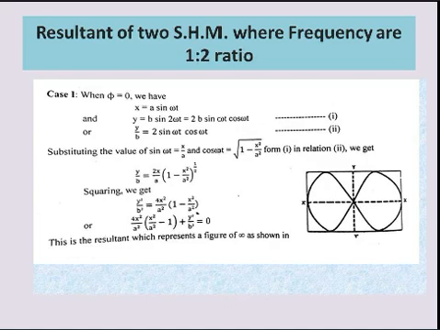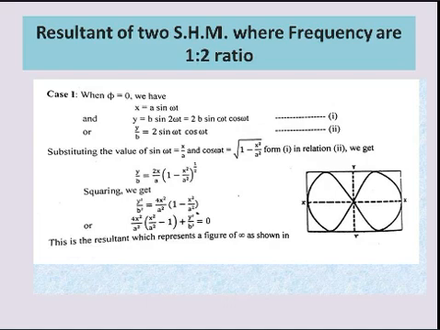Now we will see the resultant of two simple harmonic motions where the frequencies are in the ratio of 1:2. So in that, instead of one ellipse, we will get two ellipses. When phi is equal to 0, we have x is equal to a sin omega t, y is equal to b sin 2 omega t. So y can be written as 2b sin omega t cos omega t. So y by b is equal to 2 sin omega t cos omega t. After substituting, we will get the equation 4x square upon a square, times (x square upon a square minus 1), plus y square upon b square equal to 0. This is a resultant which represents a figure of infinity, as you can see from the figure.